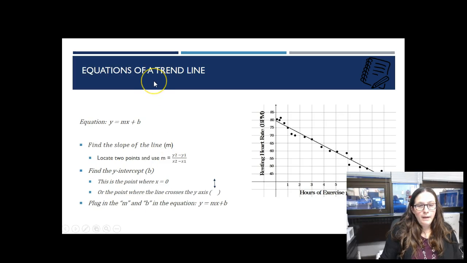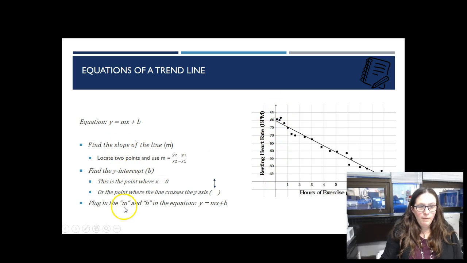Now next is finding the equation of the trend line. So when we're looking at our line of best fit, the equation for that line becomes very important. So for this, we're going to use our standard y equals mx plus b equation. So y equals m, which is the slope of the line, times the x value, plus b, which is the y-intercept, or where the point or line crosses the y-axis.